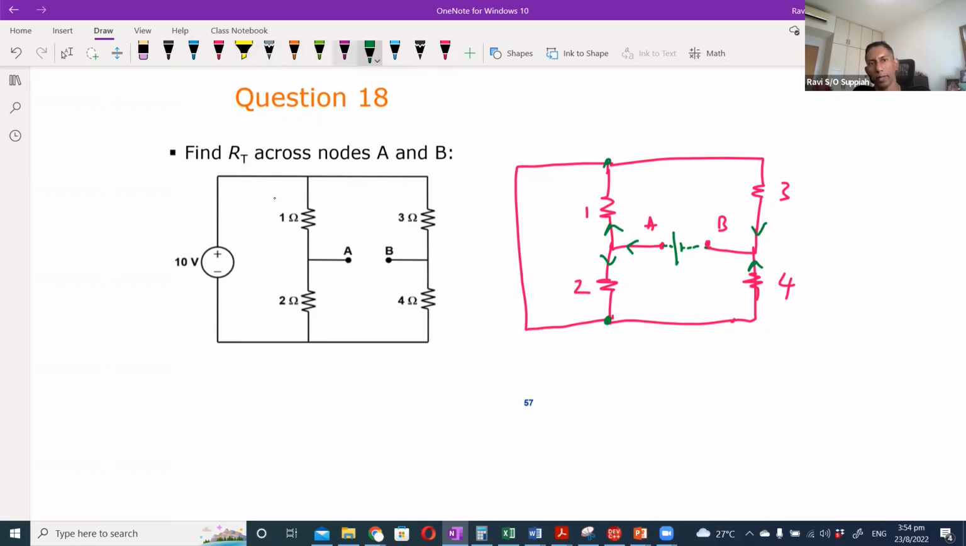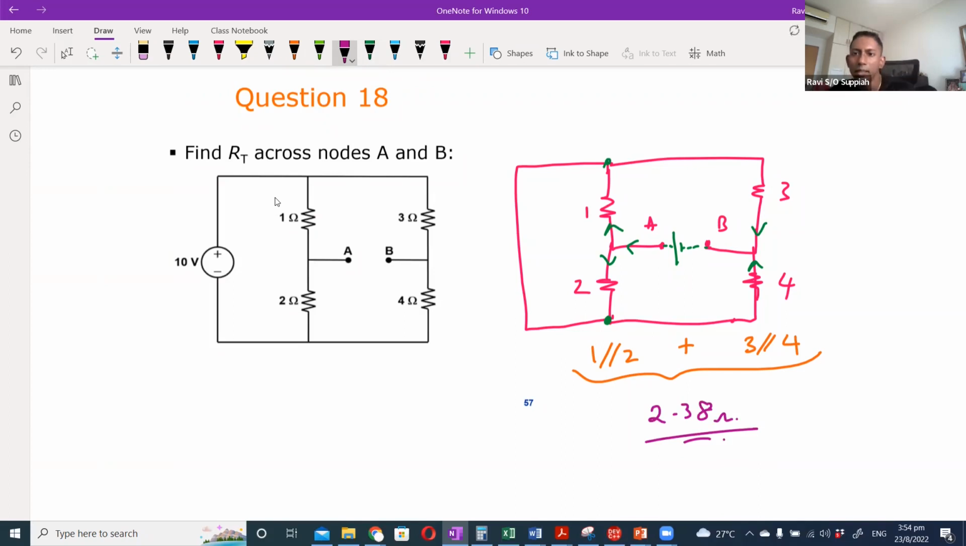Because of that, we can say that at this end you have 1 parallel with 2, because it splits into 1 and 2. And when it's coming back, it has to come back by splitting between 3 and 4. So the total resistance is 1 parallel with 2, add with 3 parallel with 4, and that will give me 2.38 ohms. So that is how we calculate the RT for this.